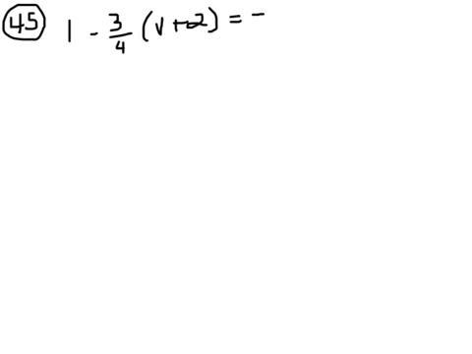I wanted to make a recording of number 45 because I messed it up in class and I just didn't want to post a video that had a mistake in it. The problem was 1 minus 3/4 (v plus 2) is negative 5. And one of the things that happens is we can make mistakes distributing, and that's what I did in class.